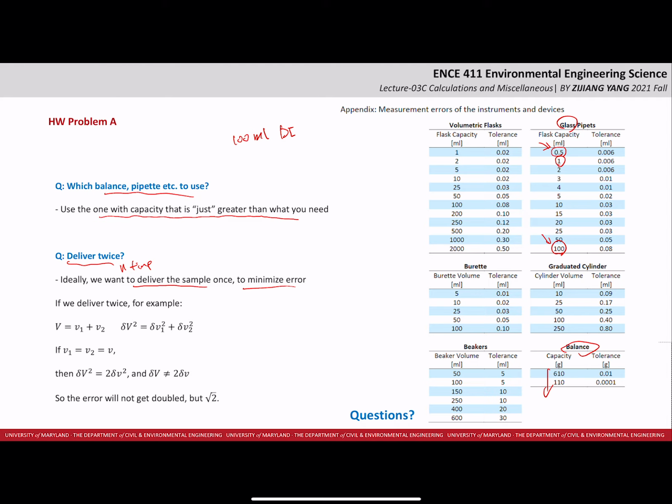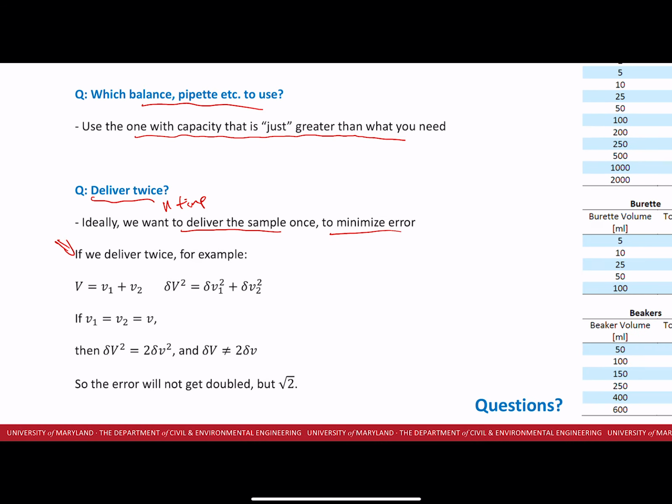And here is an example. If we deliver it twice, and for example, we know that the total volume equals V1 plus V2, and according to the absolute error triangle, we have this relation. Let's just assume V1 equals V2, like 50 plus 50 equals 100. So let's just deliver it twice and use the same pipette.